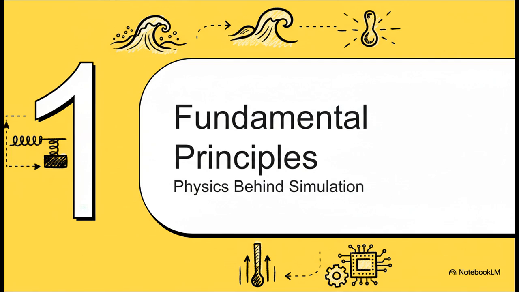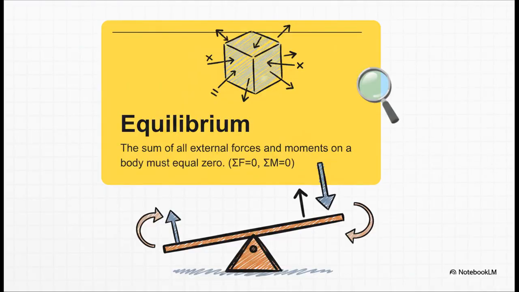To understand how it works, we need to look at the three core governing equations that make all these complex simulations possible in the first place. First up, we've got equilibrium. This is a basic idea you might remember from physics class. It just says that for something to be sitting still and stable, all the forces acting on it have to cancel each other out. The pushes have to equal the pulls. This makes sure our virtual model is stable, just like a real object would be.